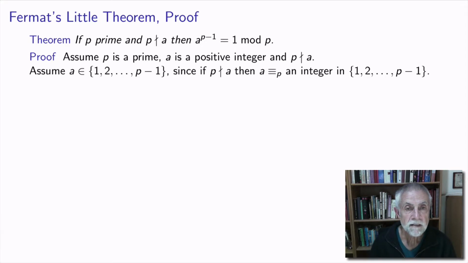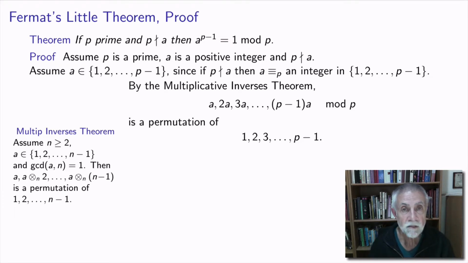Now, because P does not divide A, we know that any A modulo P is going to be equivalent to something in the range 0 up to P minus 1. But because P does not divide A, that means A is not congruent to 0. It's not a multiple of P. So A must lie in the range 1 up to P minus 1. So we know that A is in this range.